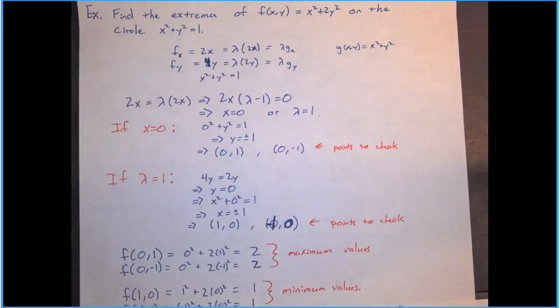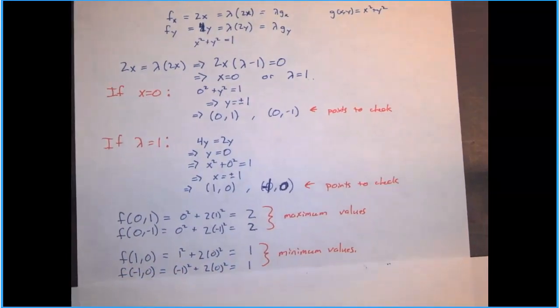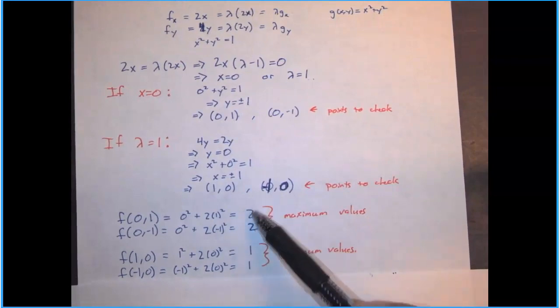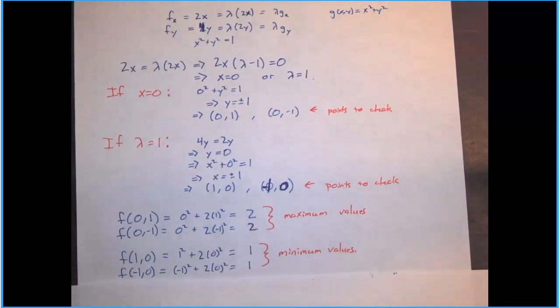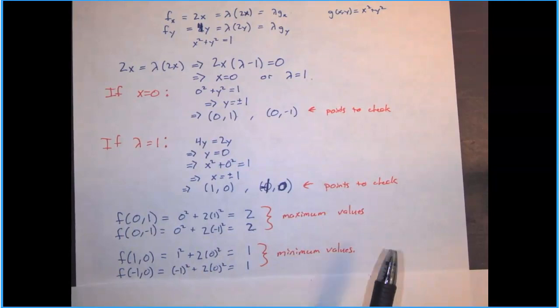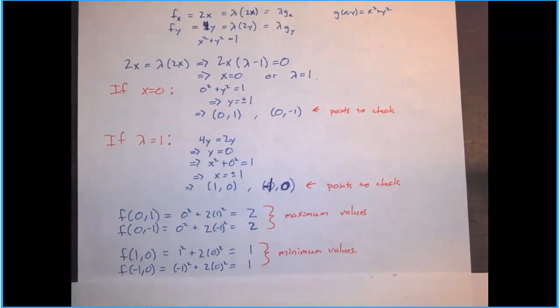If I plug in (0, 1) or (0, negative 1), both of those give me a value of 2. If I plug in (1, 0) or (negative 1, 0), both of those give me a value of 1. So the maximum value is 2. It occurs in 2 locations. The minimum value is 1. It also occurs in 2 locations. Let's go back to our graph and see what's happening here.